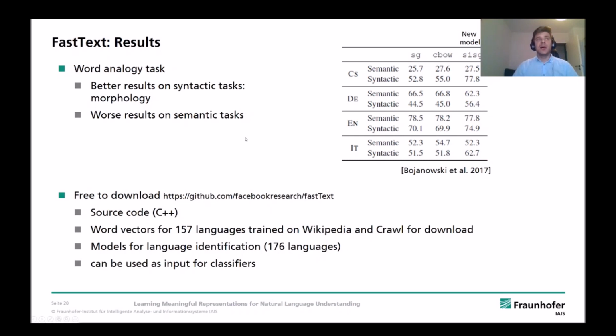FastText is also available as a free download. The source code is in C++, but there are also Python wrappers, also officially by Facebook, and there are pre-trained word vectors for over 157 languages, which you can download and use freely. And this is a really great resource if you want to start querying similarities of words, or if you want to create document representations, or if you want to use them for downstream tasks, such as classification. So FastText also comes with a classifier, and a very good performing one.